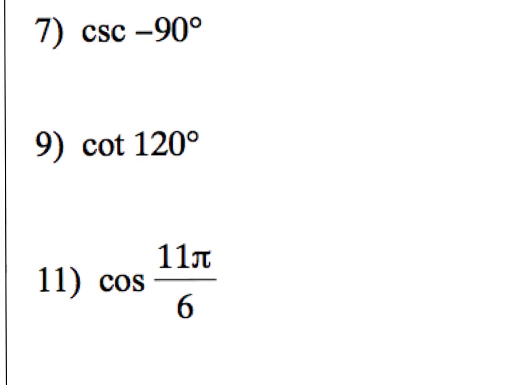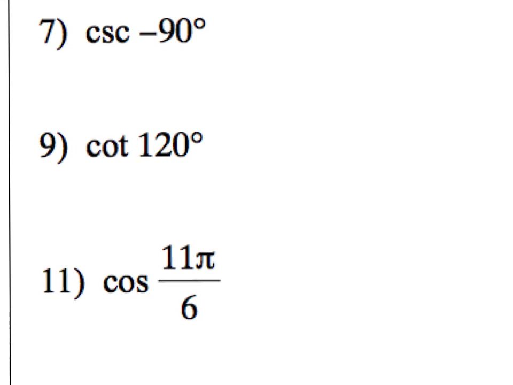Here we're looking at some unit circle trig. First up, I've got to take a look at cosecant. My strategy here is going to be to find sine of negative 90 and then take the reciprocal, in other words, flip it. Okay, so I'm going to find sine of negative 90.